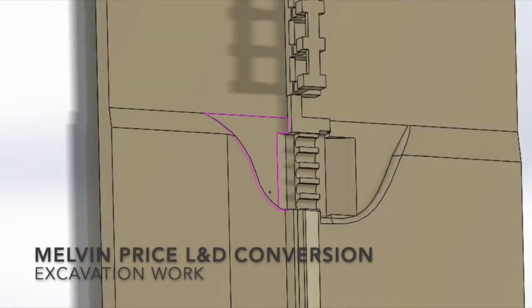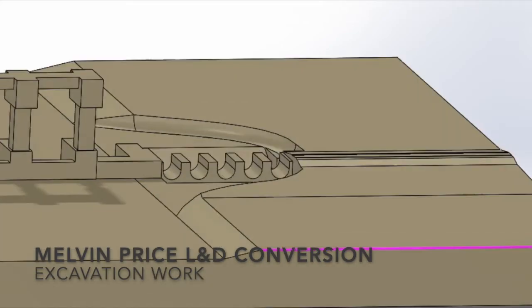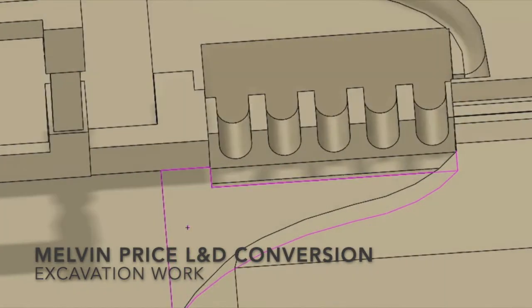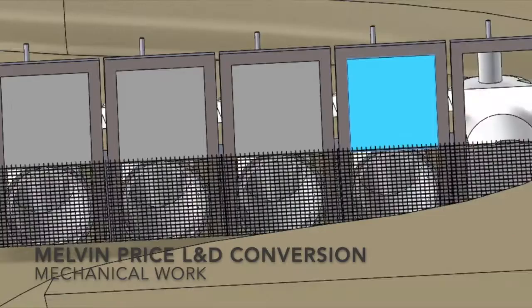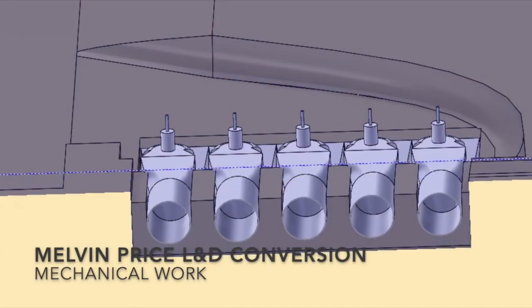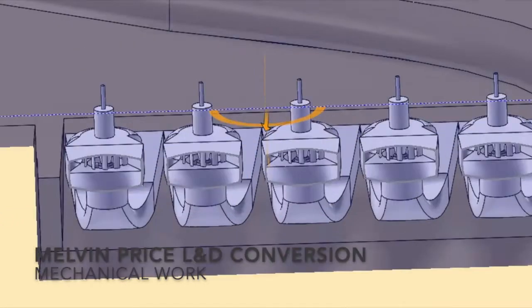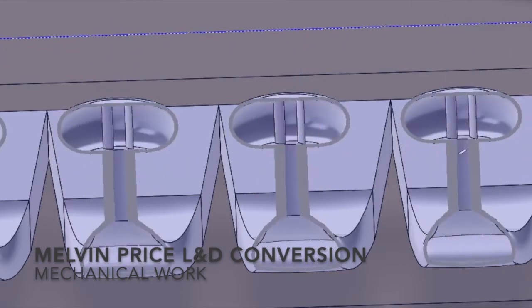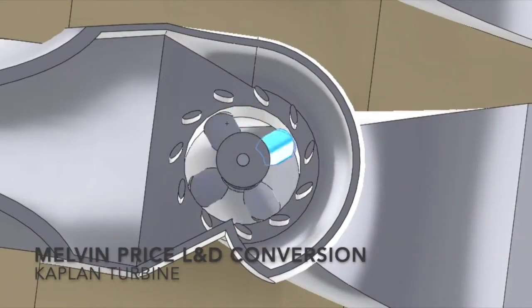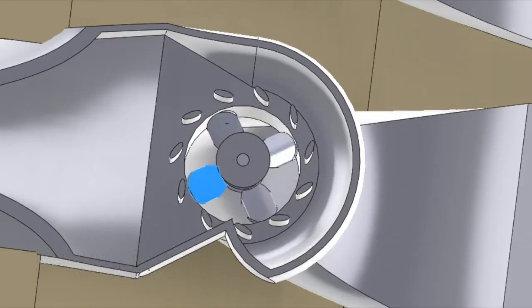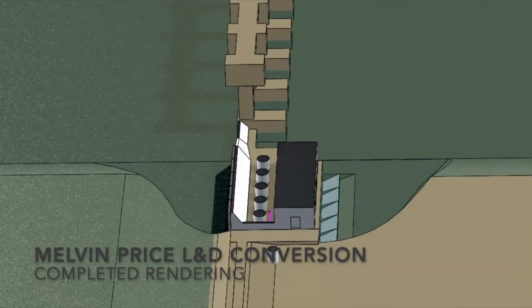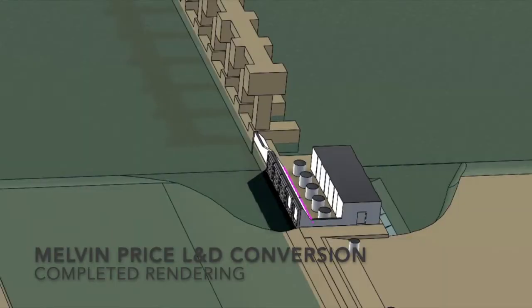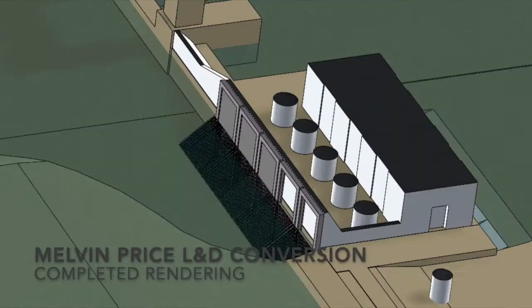Alright, and here's what the same site will look like after all the excavation work is done. Next is the same site with all the mechanical components added in. That's the gates, trash racks, penstocks, turbines, and draft tube. Here we see the Kaplan turbines and the way they function. And finally we get to the completed project. This is the same site with the foundation built and the powerhouse and surge tanks added in.